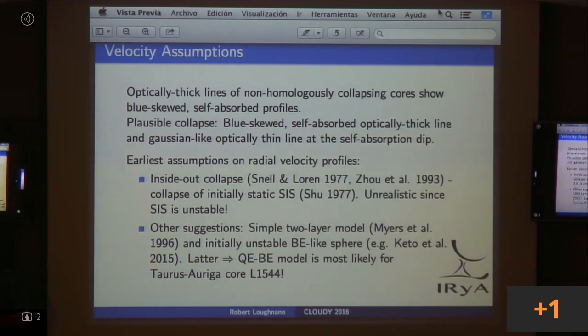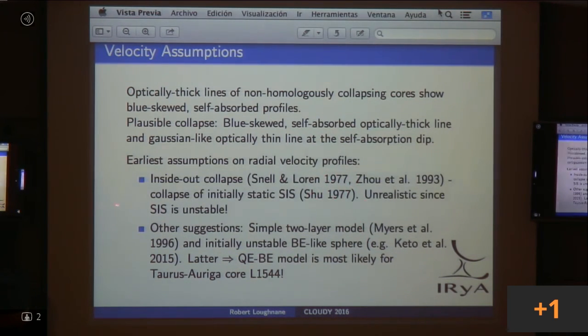Earliest assumptions on the velocity profile include that of the inside-out collapse, due to Frank Shu's model, the singular isothermal sphere, 1977, whereby you have the greatest velocities in the inner part of the core and the lowest at the envelope or outer parts of the core. However, this has recently been deemed unrealistic since the singular isothermal sphere is completely unstable. It doesn't occur in nature, and it should never occur. So the Shu model is flawed.